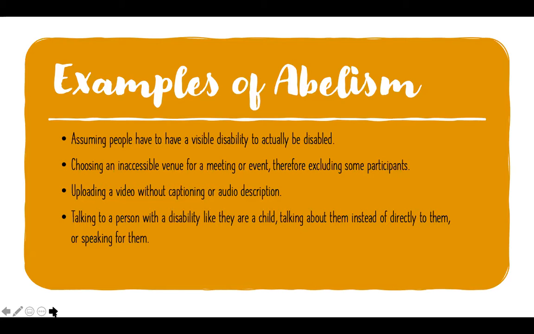Second one, choosing an inaccessible venue for a meeting or event that excludes some participants. Third one, uploading a video without captioning, so people who are deaf don't know what's being said, or without audio description, which interposes verbal descriptions within pauses in the movie dialogue so that people who are blind have a visual description. And this last one happens all the time: talking to a person with a disability like they are a child, talking about them instead of directly to them. This happens a lot if I'm in a group, or speaking for them.